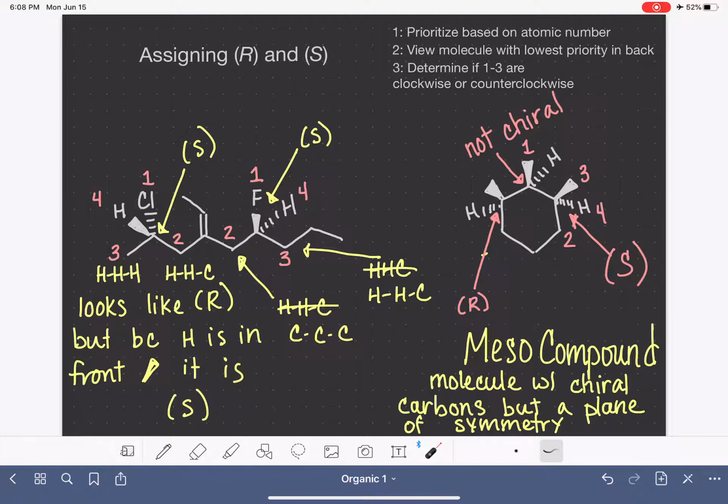For this molecule, the plane of symmetry is right down here through the middle. You might be saying, wait a minute, what about this guy right there? That is not symmetrical. Remember that this hydrogen is actually tucked behind this methyl group. We just can't draw it that way. So we have a plane of symmetry that goes right through that achiral carbon, making this molecule meso. It has chiral centers, but the molecule itself is achiral.